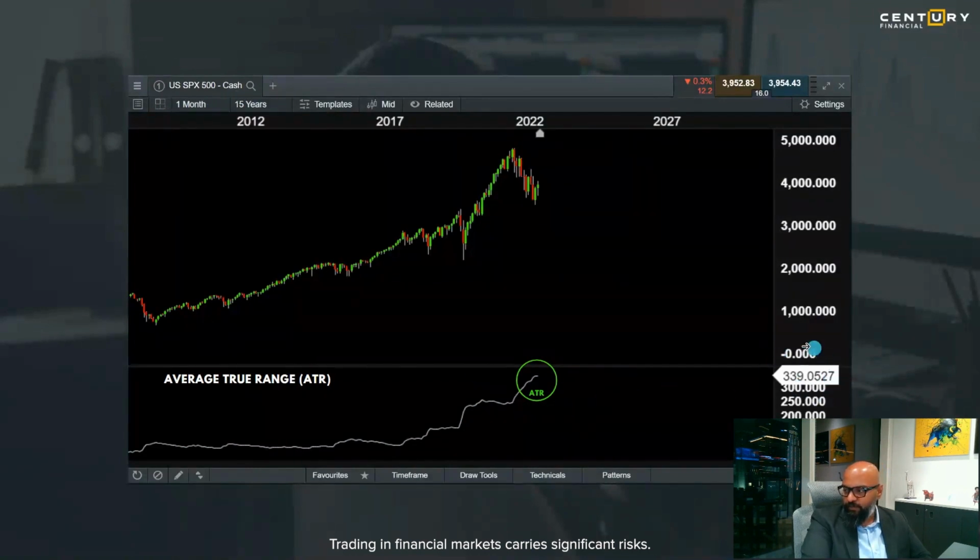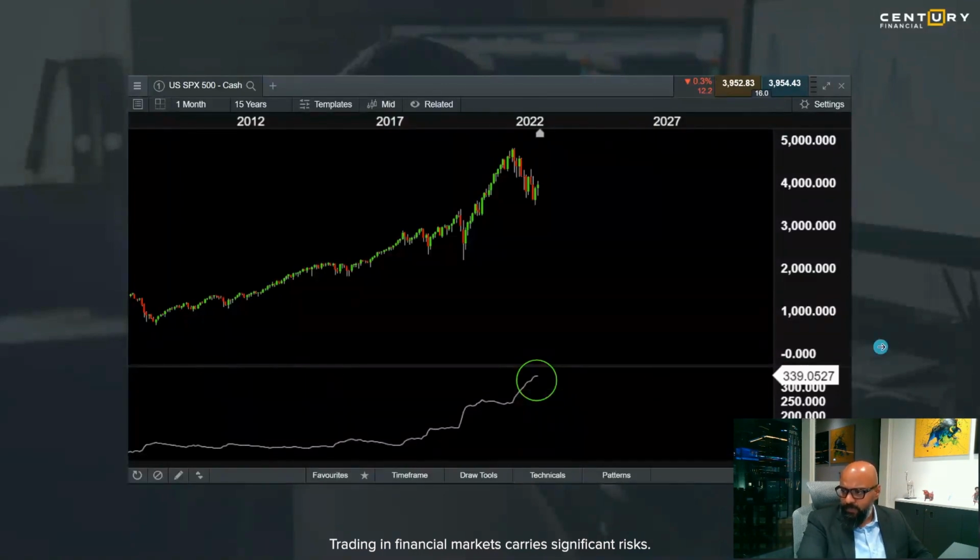At this point of time, it is showing me that in a month I can expect SPX to move almost $339. So that means if I'm buying SPX today, I can expect SPX to move $339 on the upside, or I can also expect SPX to go against me by $339. A very important point to note here is that it does not tell you the direction of the market. It only tells you how many dollars SPX can move in a single month.